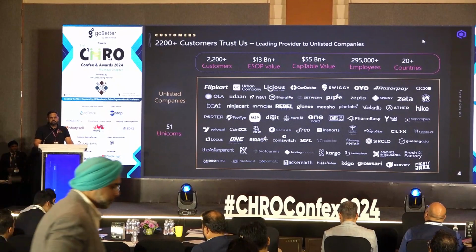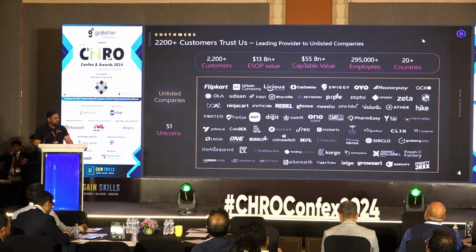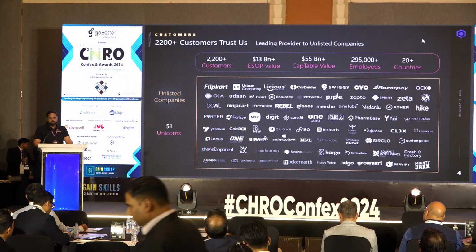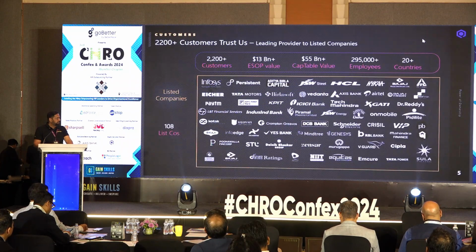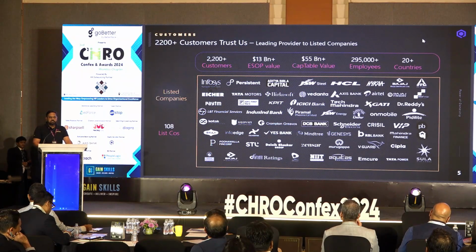So where we are as of now, in the last 22 years, we are pretty much market leaders in India. We are working with more than 2,000 companies. Some of these logos that you see here are prominent names. It is also very happy for me to see more than 10 companies who are our clients present in this event. We are working with almost 51 unicorns as of now, and we are serving more than 250,000 employees on our platform. On the listed side, we are working with almost 108 companies, and out of these 108 companies, 32 companies are from the Nifty 50 side.